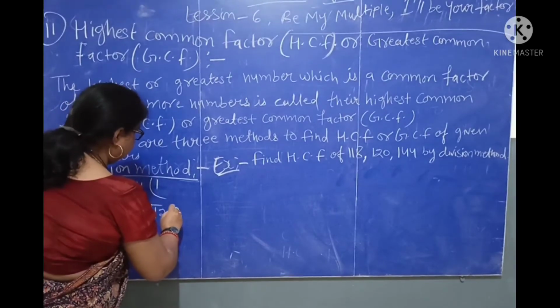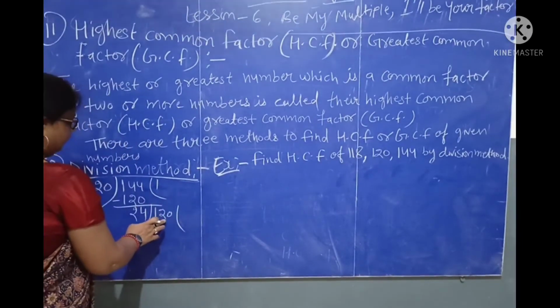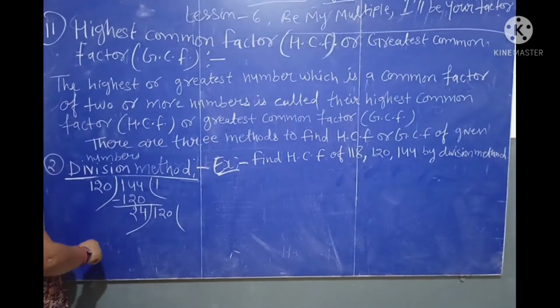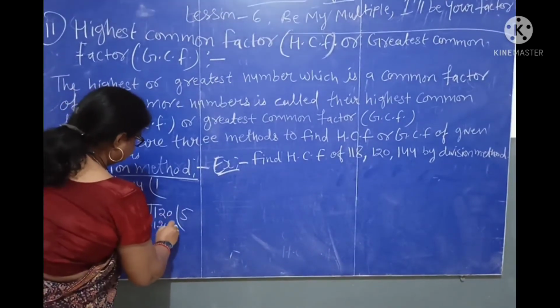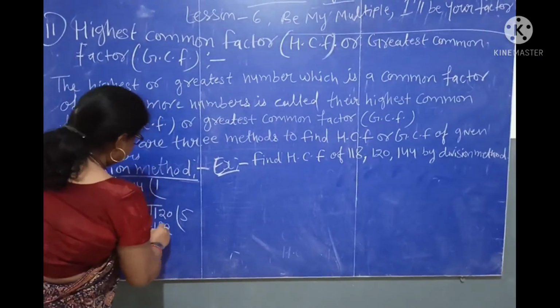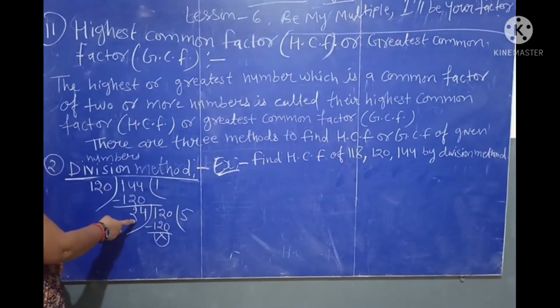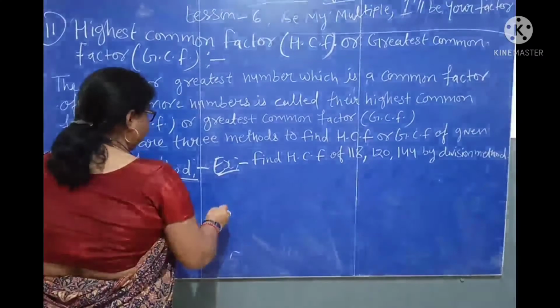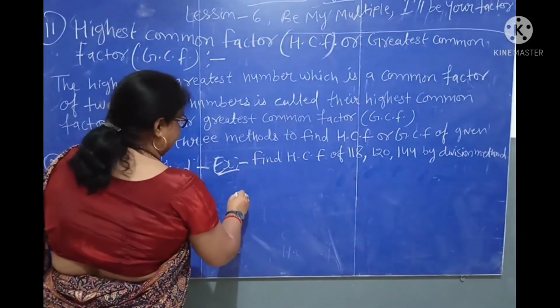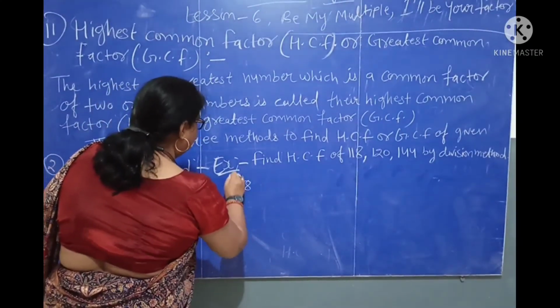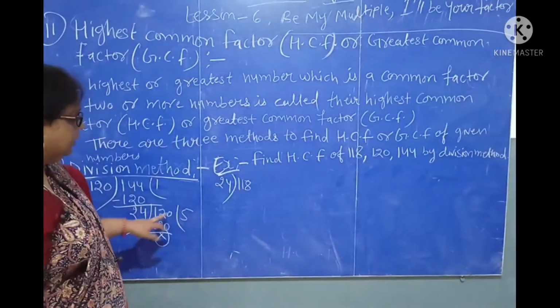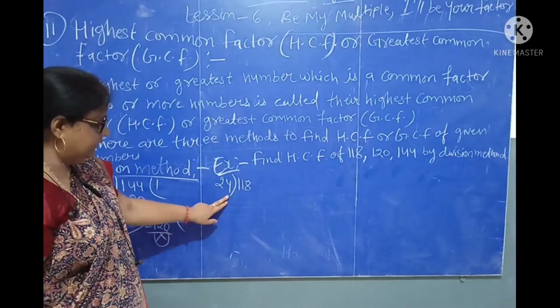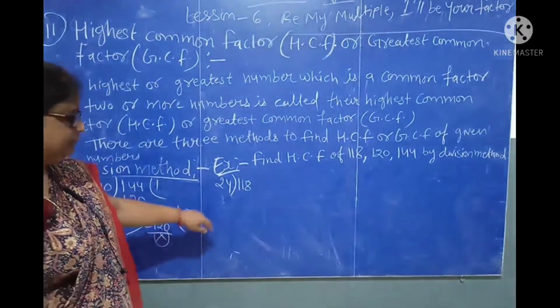So now we will divide 120 by 24. So 24 5s are 120. So here is the last divisor, 24. Now we will divide 118 by 24. Here is divisor 24. Now we will divide 118 by 24.